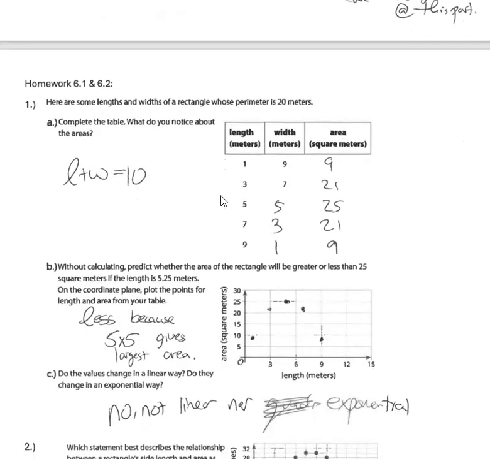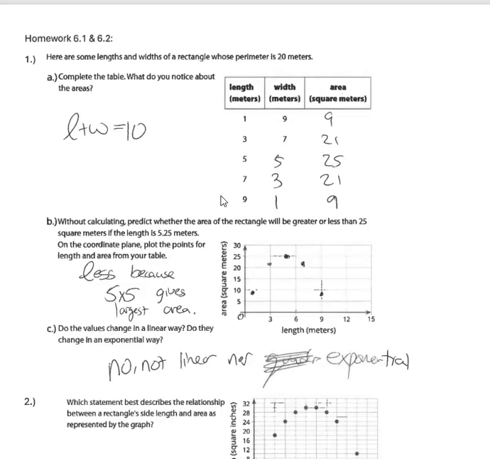Okay, let's go on to the homework now. In the homework, the first one is talking about a situation just like the one we did in the notes, but in this case, it's saying the perimeter is going to be 20. So we know the length and the width together have to add to be 10, because you're going to double the length, double the width when you're talking about perimeter.